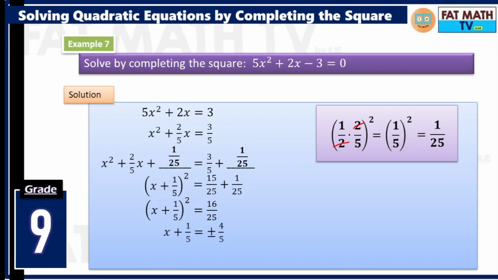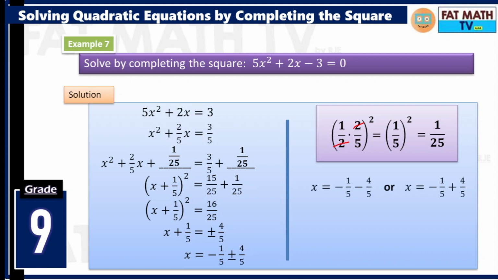Take the square root. You will get x plus 1/5 equals positive or negative the square root of 16 over 25, which is 4/5. Add negative 1/5 to both sides of the equation. You will get x equals negative 1/5 plus or minus 4/5. Separate that into two equations and then simplify.